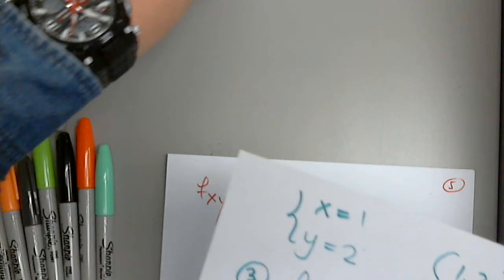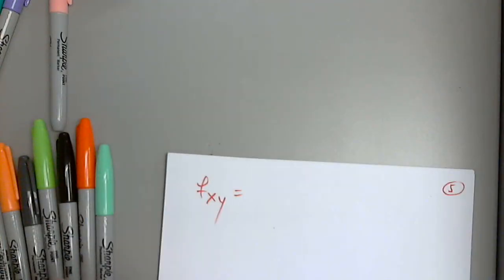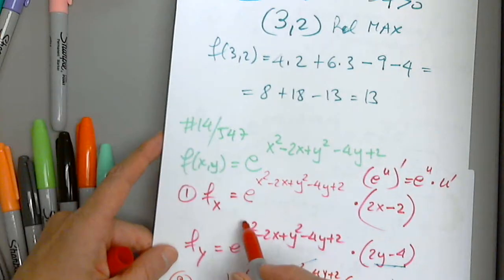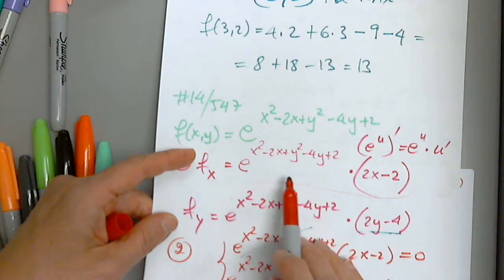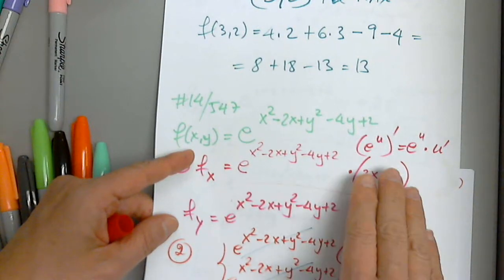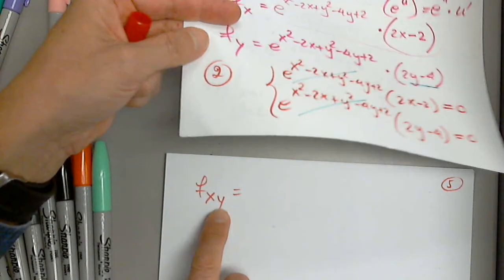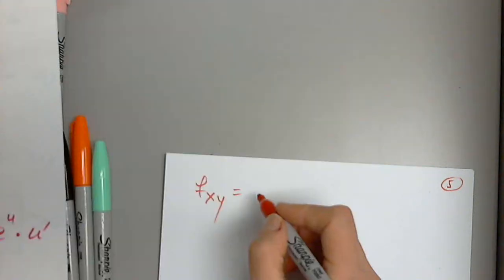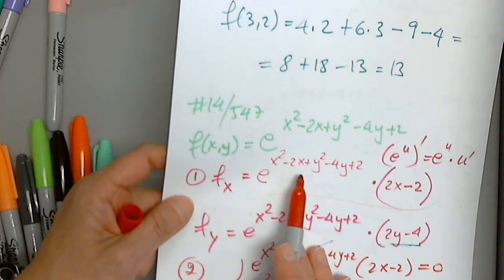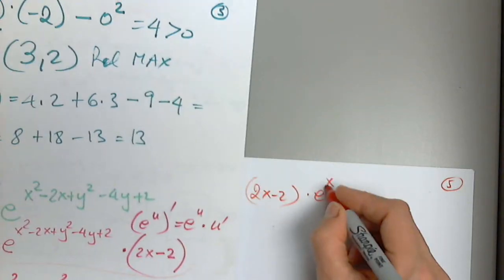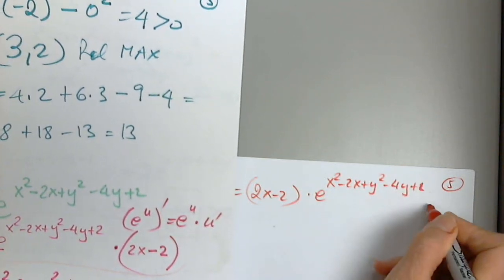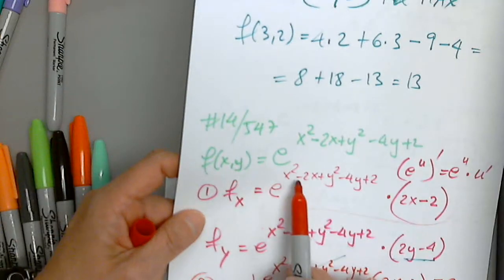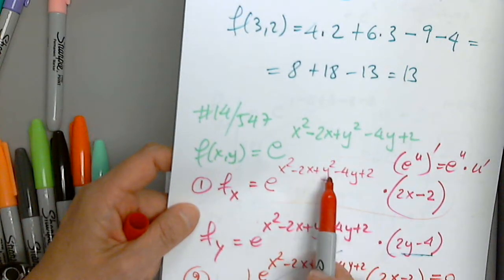Okay, go back to fx. So here's fx. And now I differentiate it with respect to y. This is a constant, so I do not have to apply the product rule, because when I differentiate fx with respect to y, this is just a constant. I'm going to put it in front. I'm only going to differentiate this with respect to y. So e to x squared minus 2x plus y squared minus 4y plus 2. And now times the inner function differentiated with respect to y, which is 2y minus 4.